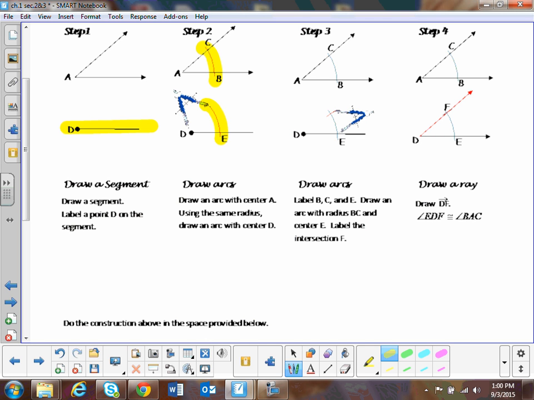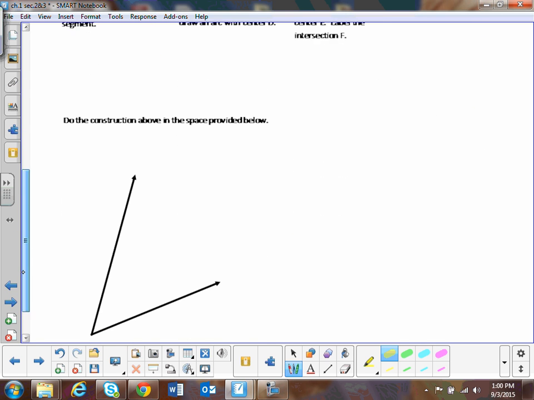Then you want to measure from B to C with your compass, come back to E and make that red arc like you see there. And then that intersection point right there, all you do is take a ruler and draw that last step. Okay, so 4 easy steps. So let's practice that together on this one here.